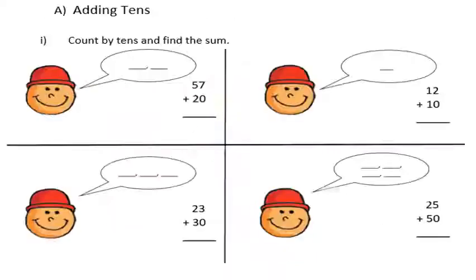Okay, let's continue. So part A on your worksheet was adding tens. Count by tens and find the sum. That's all I need to do. Here I have my first problem, which is 57 plus 20. I can count by tens. I go 57, 67, then 77. What's my answer? 77. That's right.